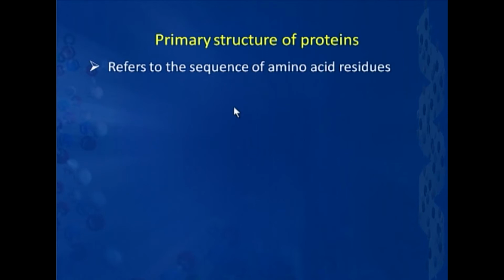We will talk about each level of structural organization and understand the meaning and significance of each one of them. Okay, let us begin with the primary structure. The primary structure of proteins basically refers to the sequence of amino acid residues. We learnt about amino acid residues in the previous sessions.